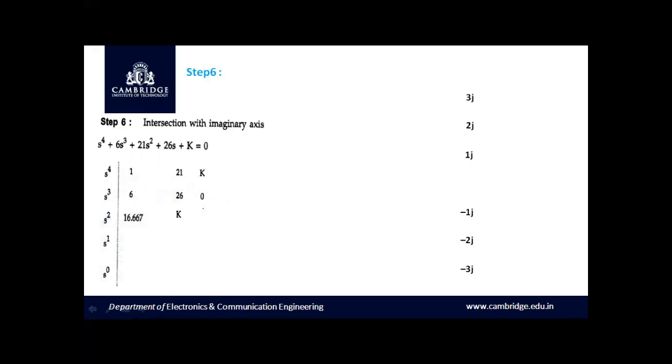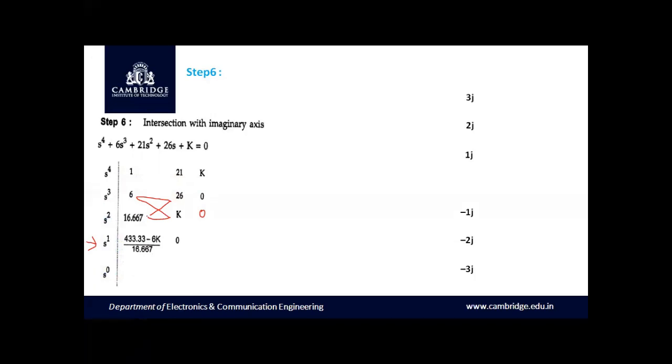The third element will be equal to 0. Moving on to the next row, that is the s to the power 1 row, the first element can be written as (16.667 × 26 − 6 × k) / 16.667. Therefore, I will get (433.33 − 6k) / 16.667. The second element will be equal to 0.